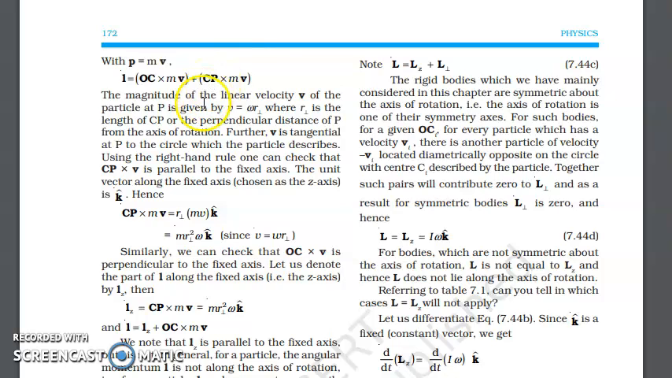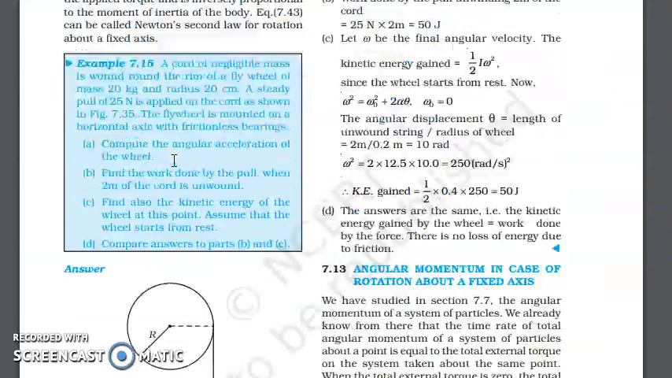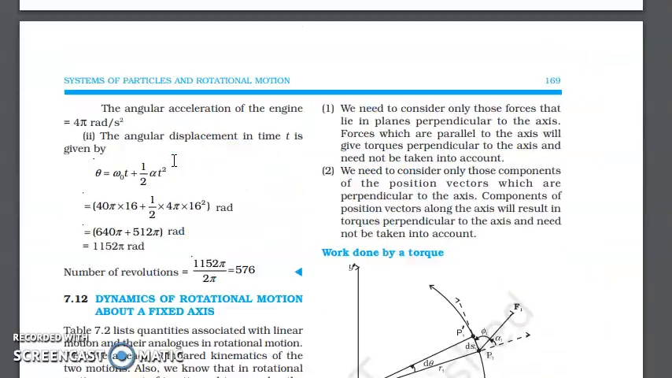The linear velocity v of a particle in terms of translatory motion is always perpendicular to the length CP, or the perpendicular distance of P from the axis of rotation. Further, v is tangential at point P to the circle. You can see in the diagram here that v is in a perpendicular direction to the position of P.